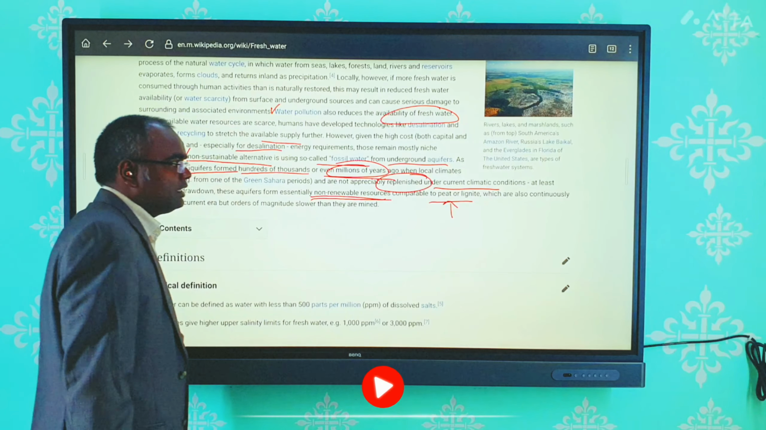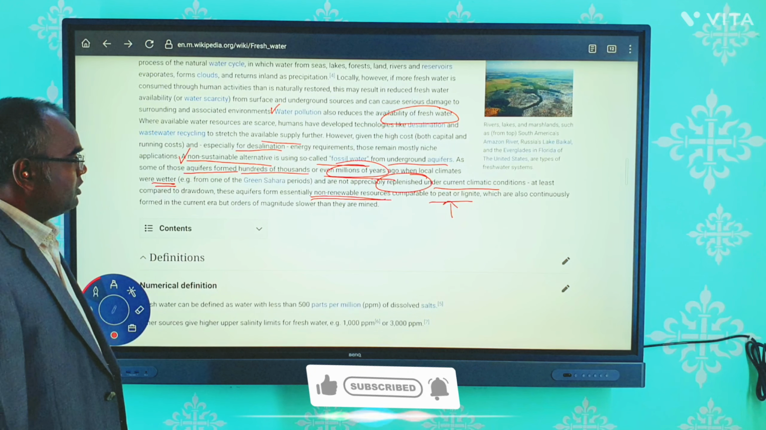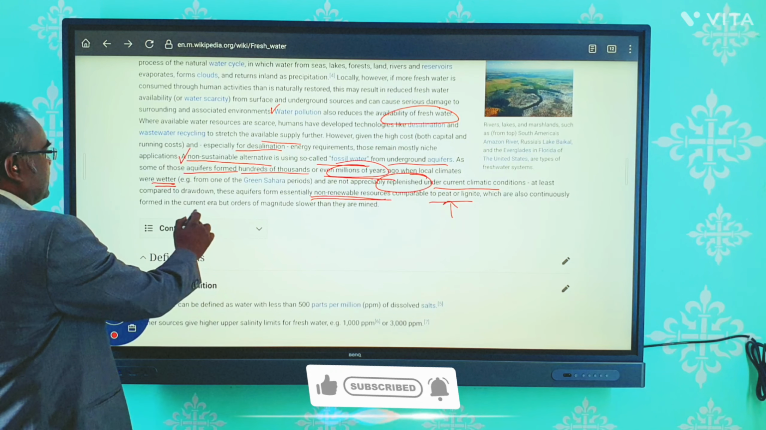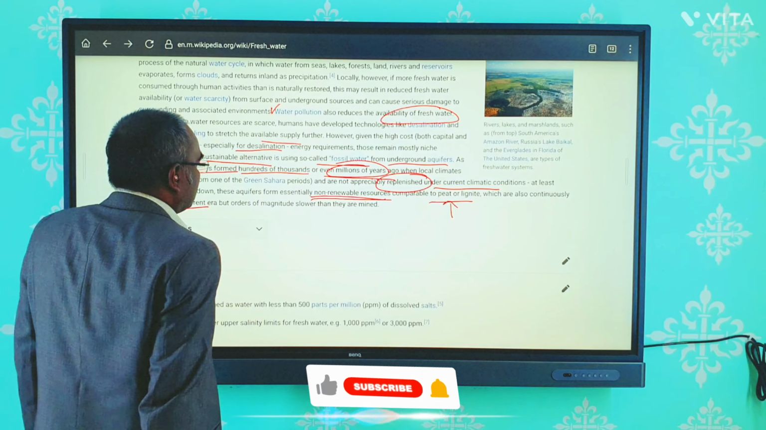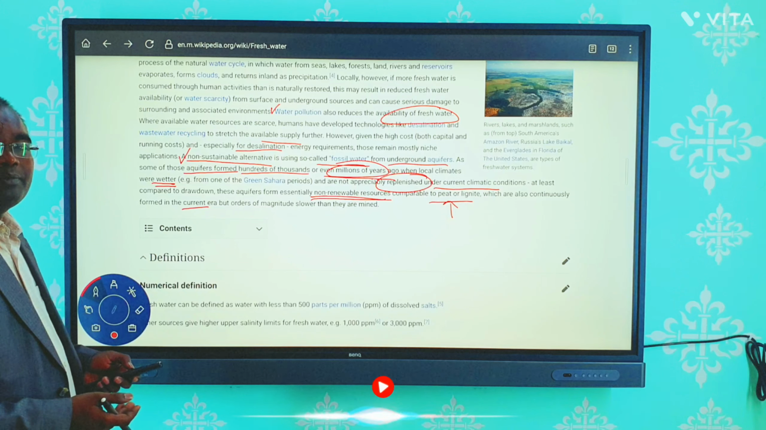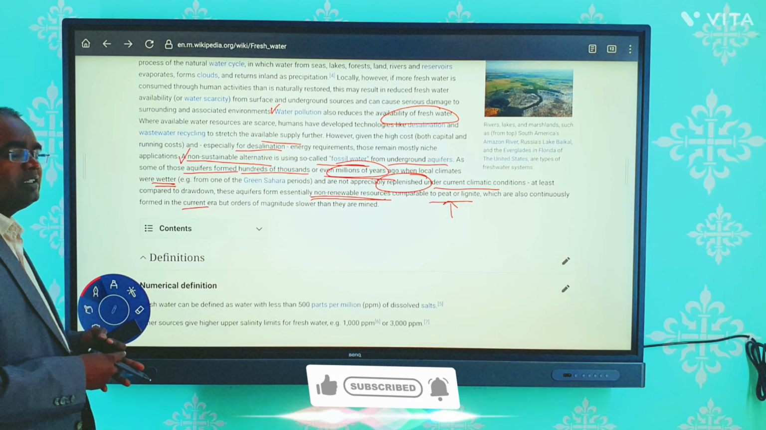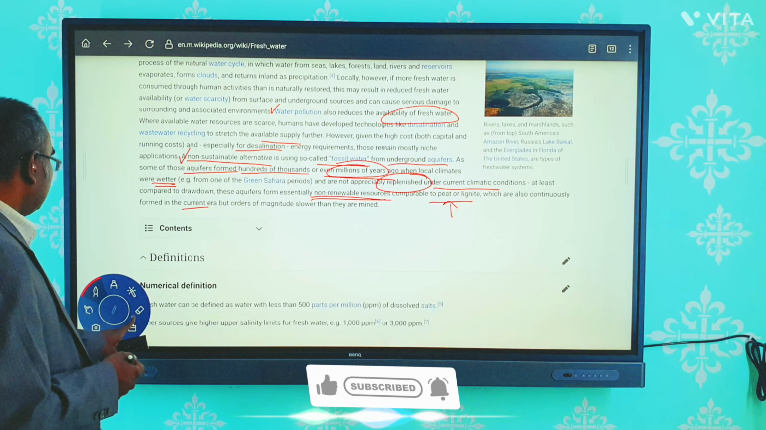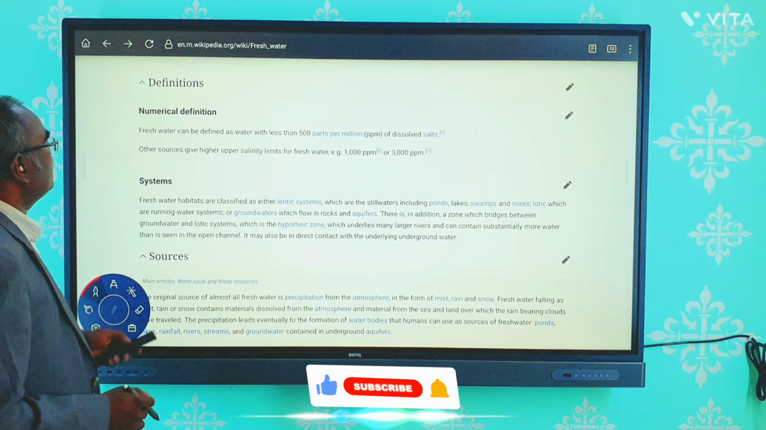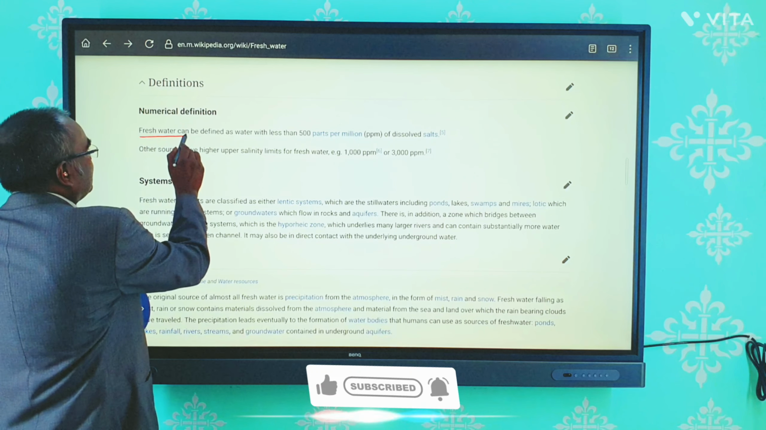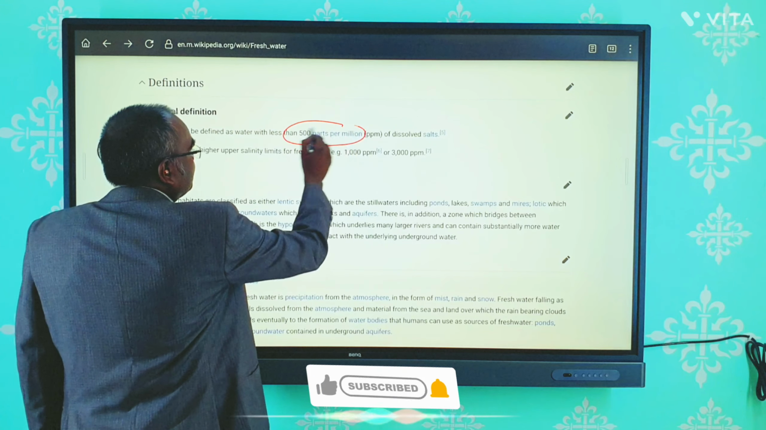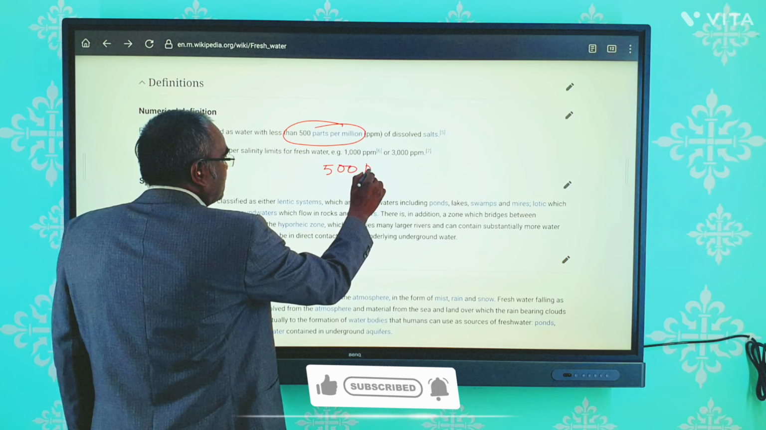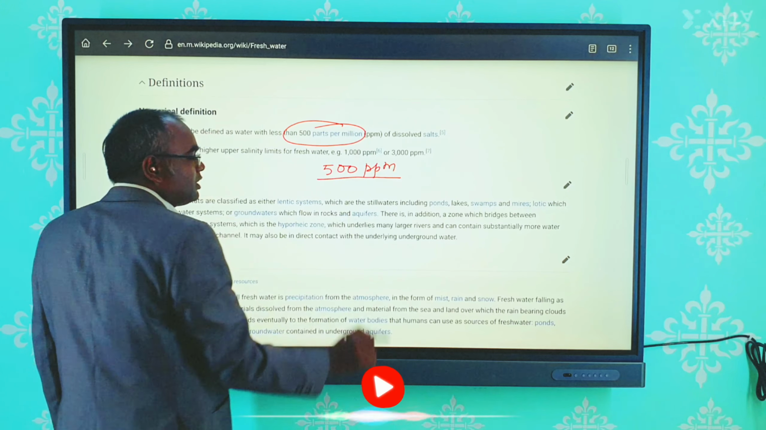These are forms of coal, peat or lignite, which are found under the ground in mines, and which are also continuously formed in the current era, but orders of magnitude slower than they are mined. That means we are mining coal, lignite and peat, but we are consuming water in even more quantity, more frequently. Now, what is the numerical definition? Fresh water can be defined as water with less than 500 ppm of dissolved salts. That means any water which has 500 ppm salts comes under the freshwater category.